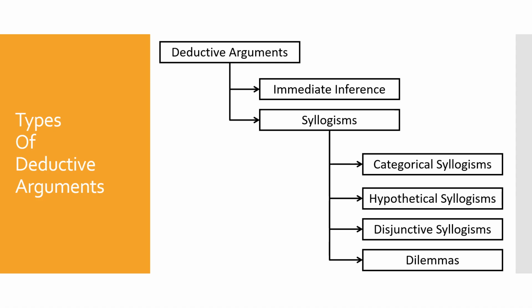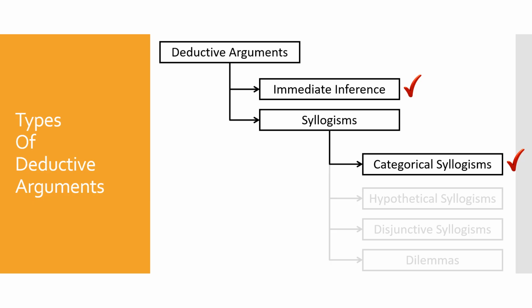Now notice there are a number of different types of syllogisms. In this particular module, it turns out we're only dealing with one. So what we will be studying here has to do with immediate inferences and then ultimately categorical syllogisms. And of course, that makes sense. We're dealing with categorical logic or reasoning, and the categorical syllogism is the defining feature of this kind of logic. The others, hypotheticals, disjunctives, and dilemmas, are going to be an important part of studying propositional logic.